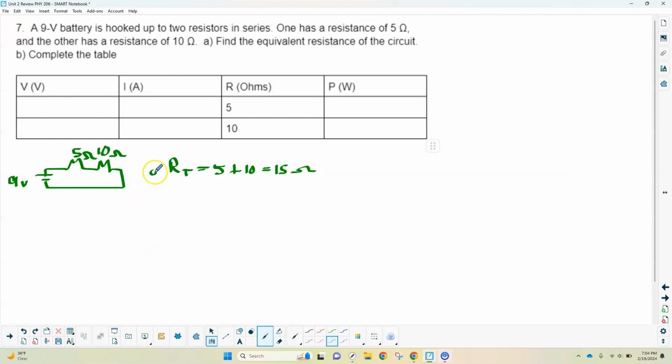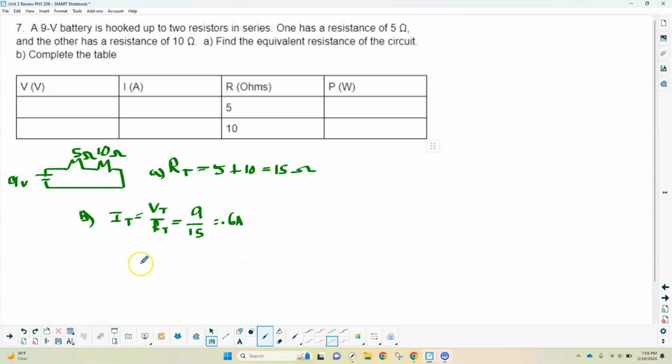That's part A. Part B wants you to fill in the table. So this is a little bit more work than what we had to do in the last problem, but it's not so bad. So for part B, we need to figure out, okay, what's the total current in this circuit? So the total current, we're going to use Ohm's law. So V equals IR, or I equals V over R. And we're going to use the total value. So the 9 volts divided by 15 ohms will get us the current. So that amount of current is equal to 0.6 amps.